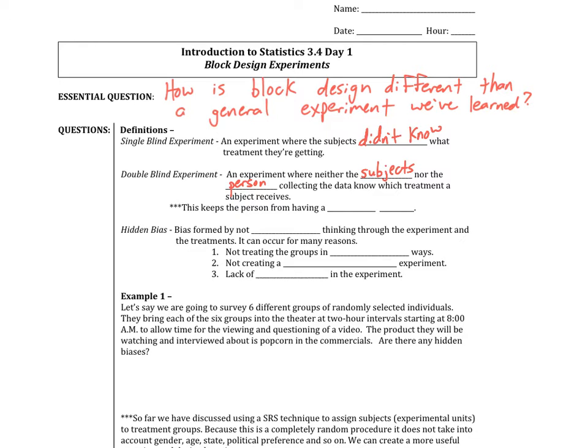So in a single blind, it's just the subjects don't know. So like if I'm doing an experiment on all my students, I know what you're getting, but you don't. A double blind is when neither of us know what you're getting. And this keeps the person from having a hidden bias.